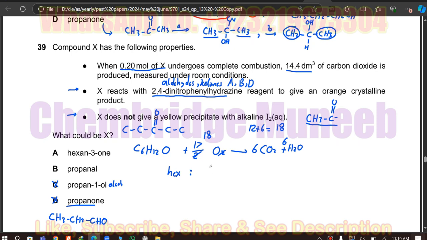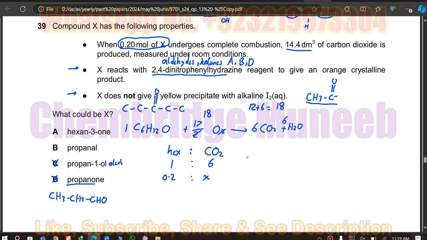Hexane is taken as a ratio with carbon dioxide. Now we can see here hexane has 1 mole, so 1 mole of hexane will produce carbon dioxide as 6 moles, and the mole of the X, which is hexane in this case, has 0.2 mole. So we need to find the moles of the carbon dioxide. The moles of carbon dioxide will come out to be 6 times 0.2, which is 1.2 mole of carbon dioxide.